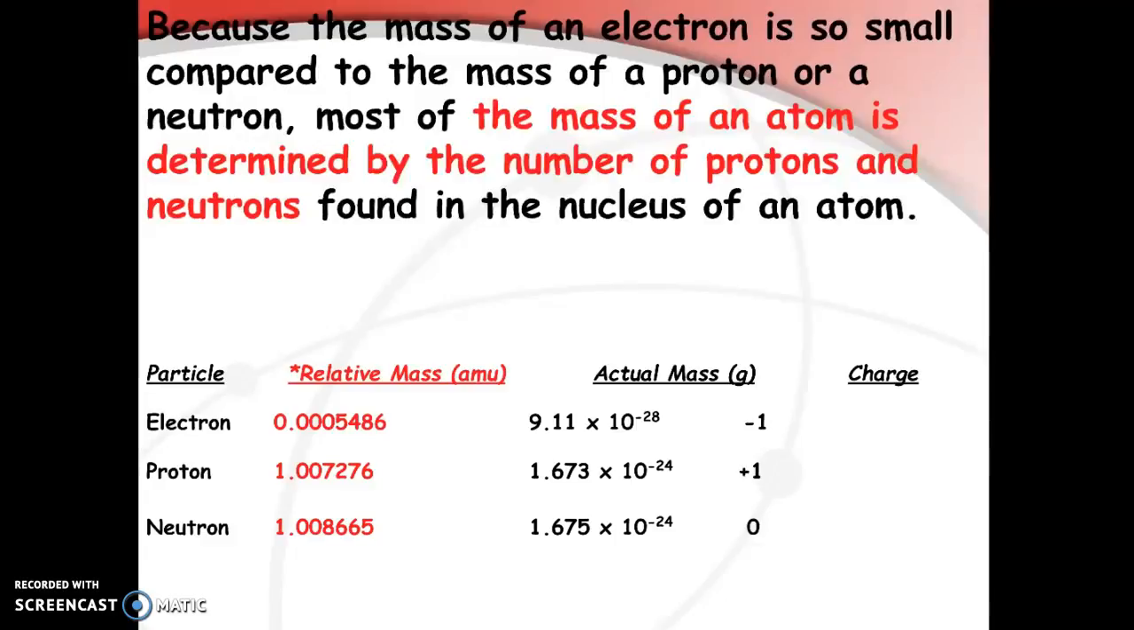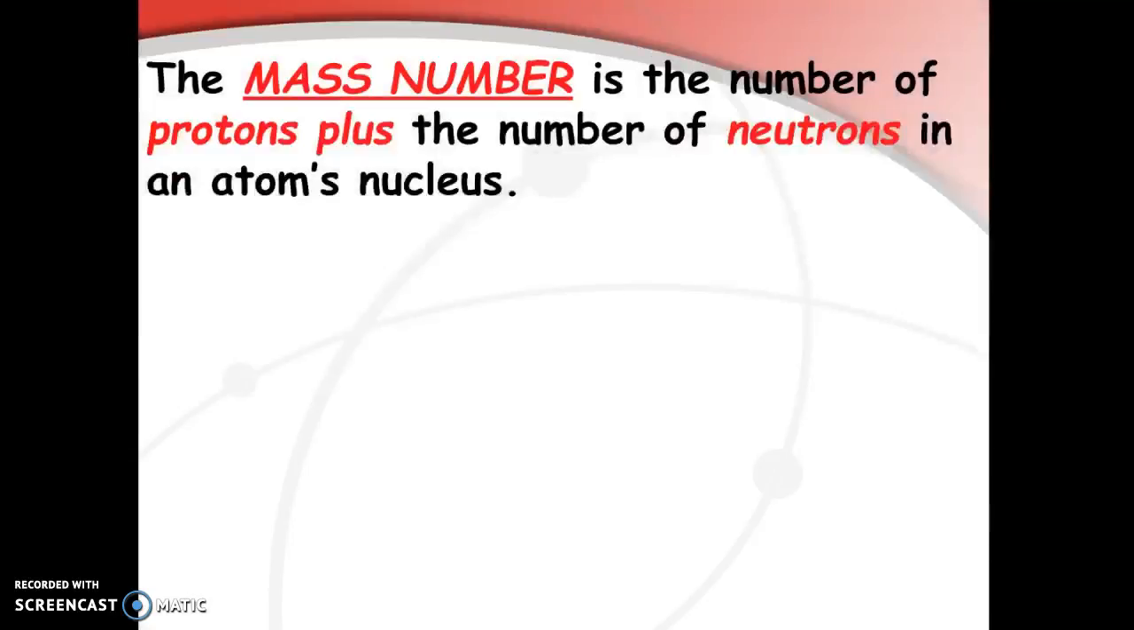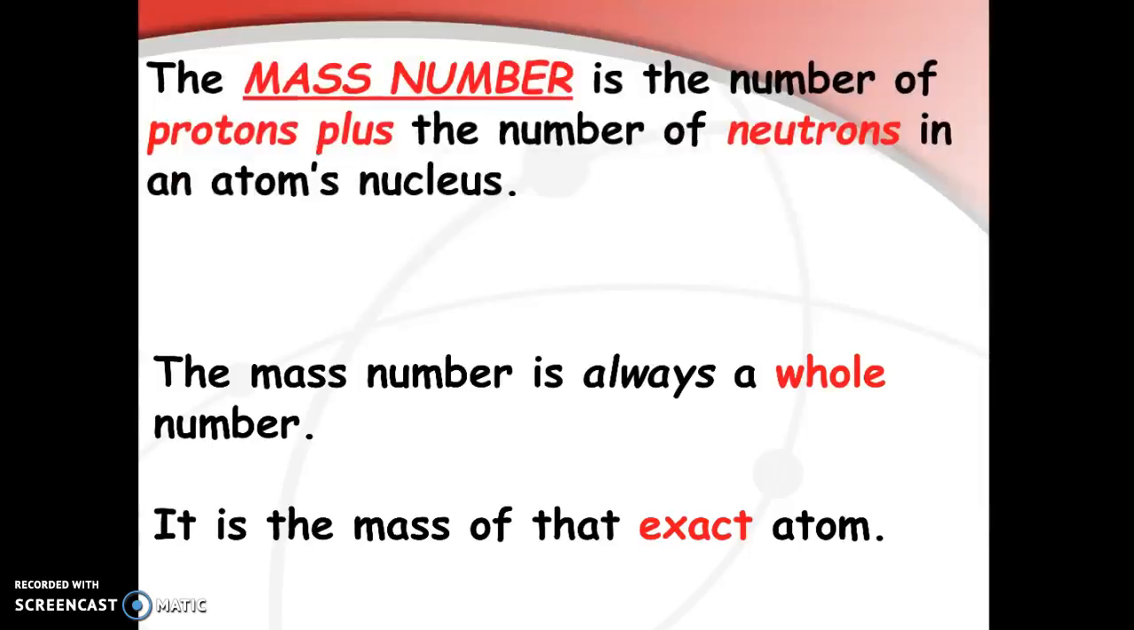Now we're going to go to mass number, and because the mass of the electron is so small, we ignore it, like I said before. To find the mass number, we're going to take the protons plus the neutrons. So the number of protons in the atom plus the number of neutrons in the atom. It is always going to be a whole number, and it is the mass of that exact atom, because there are going to be other atoms that you find that are the same element, but they're going to have a different mass.